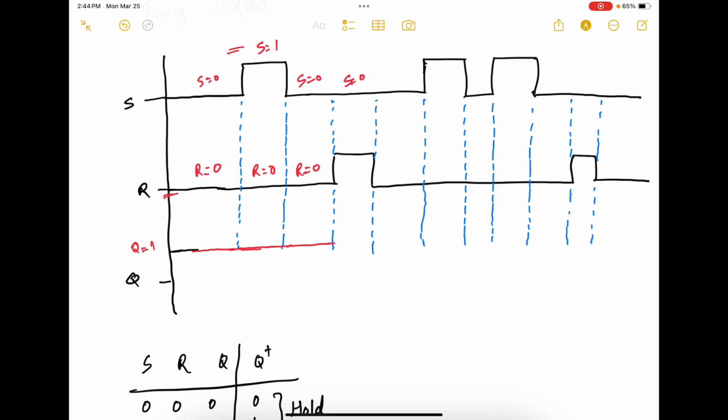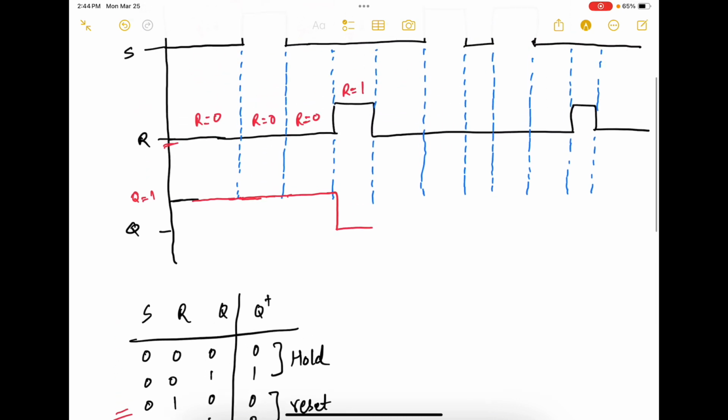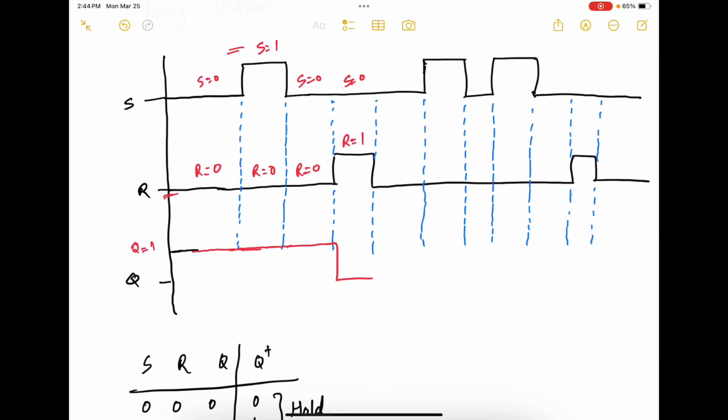When S equals 0 and R equals 1, that is when you reset it. So the reset happens at a time which is slightly greater than when you see the R asserted. So when R is 1 and S is 0, you're going to see that Q goes to 0. That is given by this truth table here. Right? Now again, S is 0, R is 0. So you hold the value of Q.